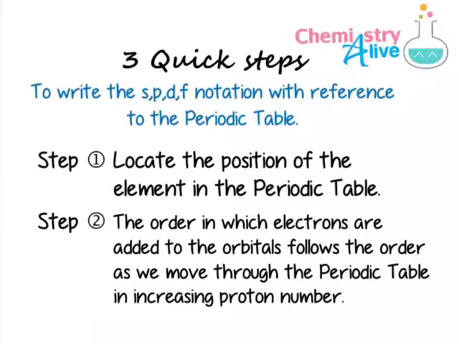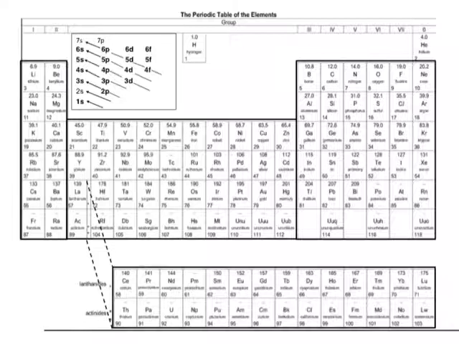Now, let me show you how you can write the SPDF notations with reference to the periodic table in just 3 simple and quick steps. The first, locate the position of the element in the periodic table. Second, the order in which electrons are added to the orbitals will follow the order as we move through the periodic table in increasing proton number. But first, let me elaborate a little bit more about the periodic table.